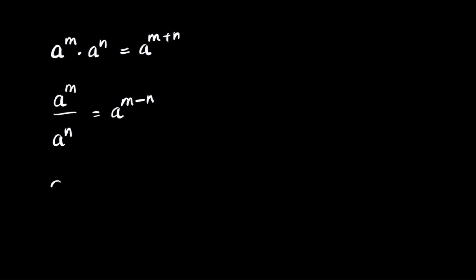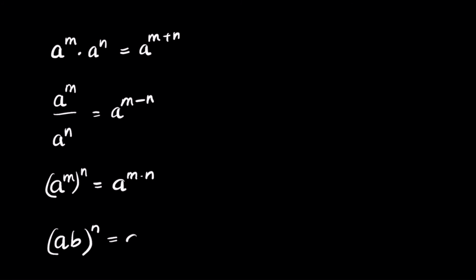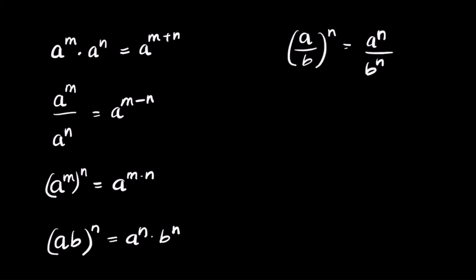The next rule is the power rule. So a to the power m whole to the power n becomes a to the power m times n. The next is the distribution: ab whole to the power n becomes a power n times b power n. The quotient: a by b whole to the power n becomes a to the power n by b to the power n. The negative: a to the power negative n becomes 1 by a to the power n.